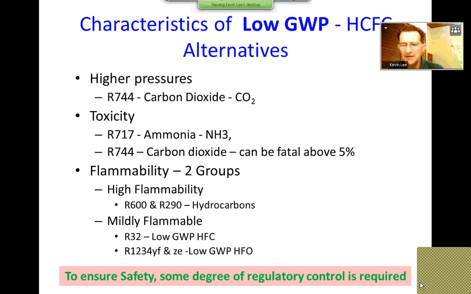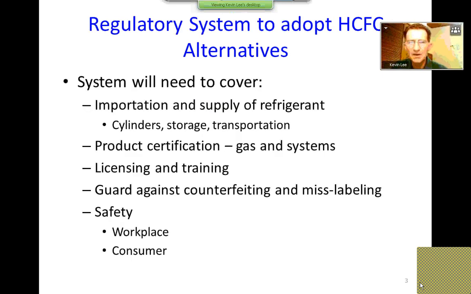And to ensure safety, we will need some degree of regulatory control. So a regulatory system to adopt HCFC alternatives will need to cover, in all these developing countries, the importation and supply of refrigerant itself. It needs to cover issues such as the type of cylinders, the storage and the transportation requirements. Then you will have product certification of the refrigerant itself and then the refrigeration systems. If you've got a highly flammable refrigerant in a system, should that system be certified? Should it be approved through some sort of approval process? You'll need licensing and training of the technicians themselves to install and service these systems.